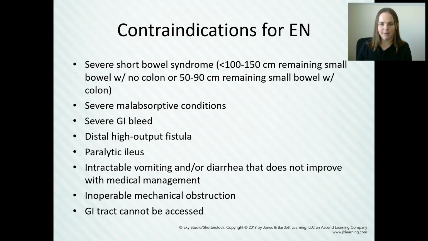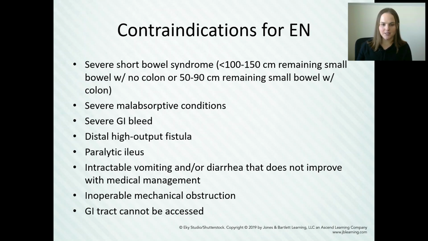If they have a severe malabsorptive condition, severe GI bleed, a distal high output fistula, or an ileus, those would be contraindications for enteral nutrition. If you're not sure what a fistula or an ileus is, you should look them up. That would be good practice for clinicals. If you're not sure what the terminology is, look it up so that you know what it is.